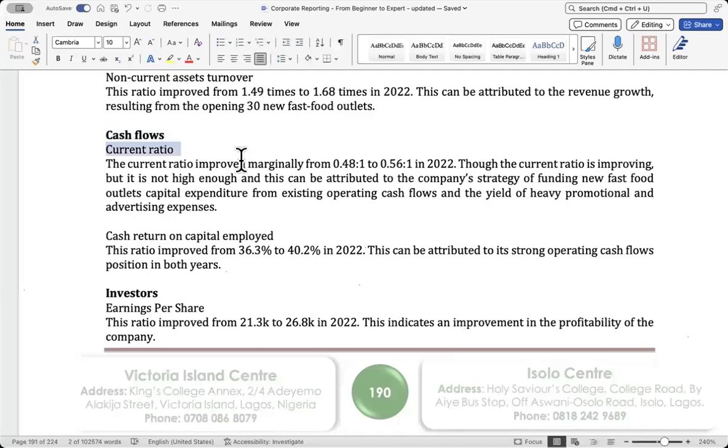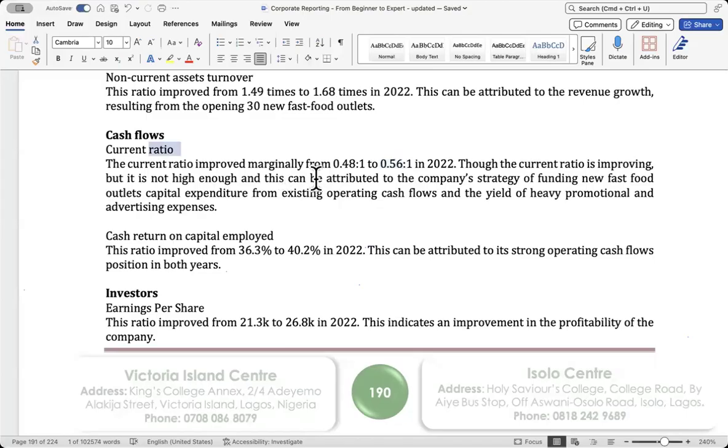The fact that you are saying it improved shows that you understand the ratio itself, because you know that the higher, the better. It improved from 0.48 ratio 1 to 0.56 ratio 1 in 2022. And I said, though the current ratio is improving, it is not high enough. It's not high enough because at least it should be 2 to 1. So it is not enough.